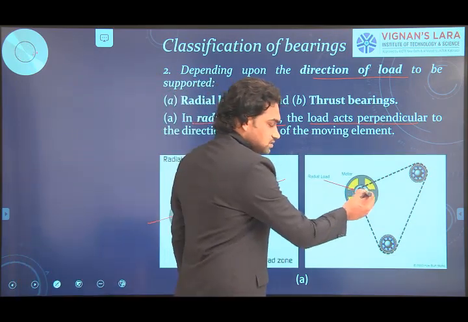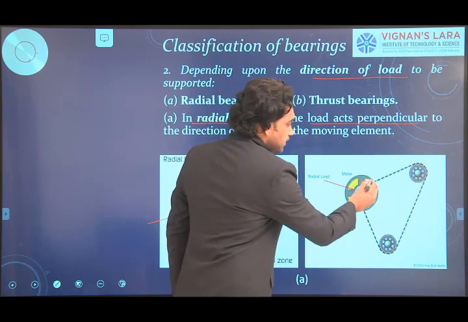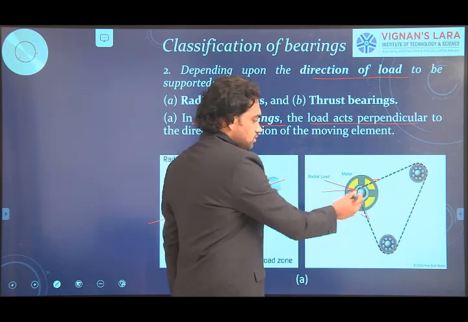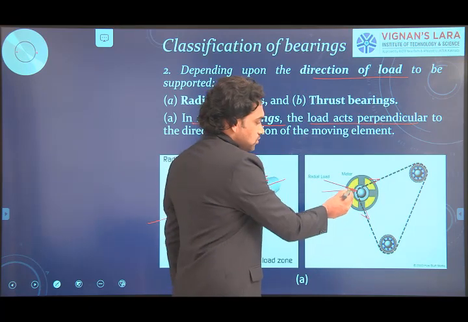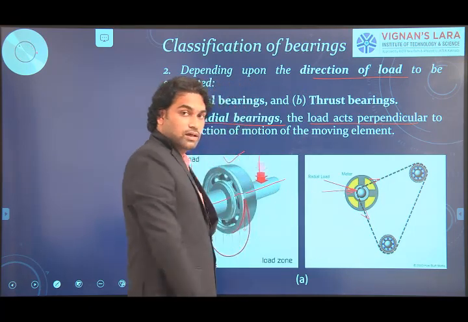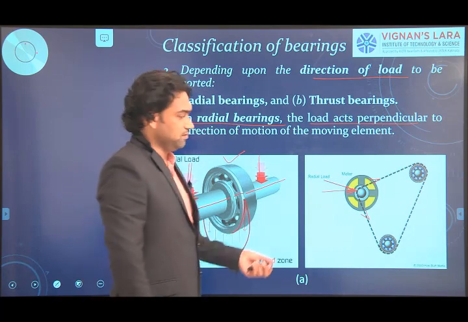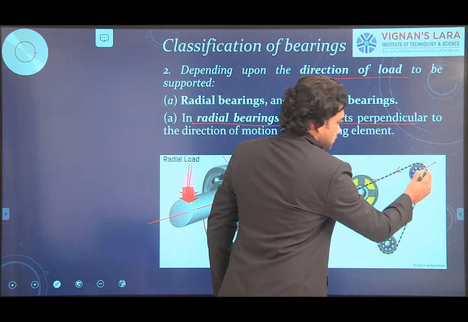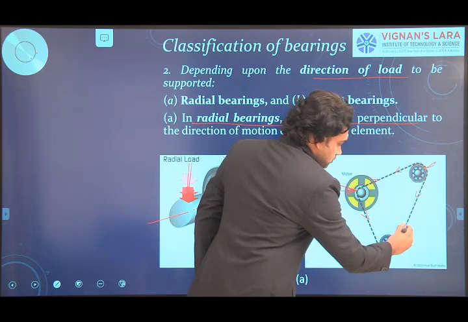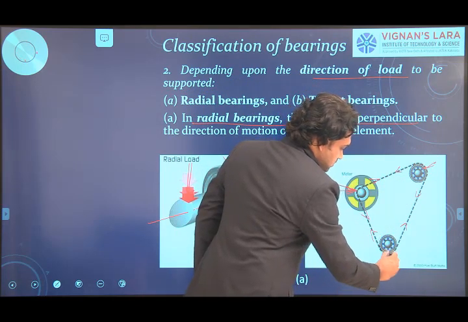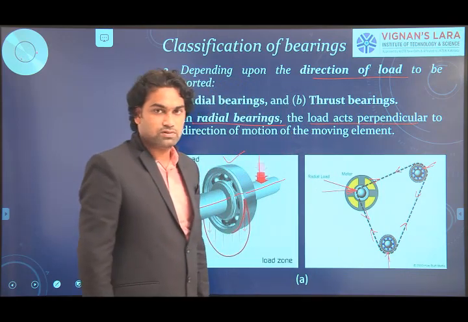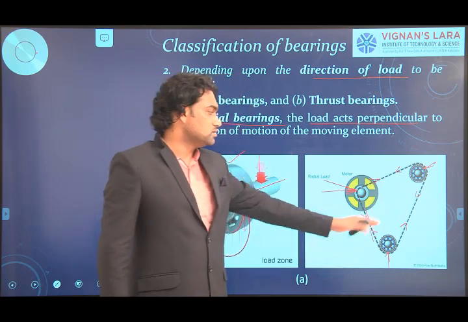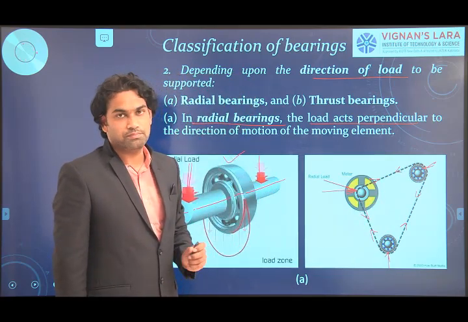You can see the example for that. This is the shaft axis in the z direction. Due to the belt tensions here, the resultant force will be acting like this. The axis is in this direction, but the force is acting perpendicular to the axis of the shaft, which is a radial type of load. Similarly, here the belt tensions act in this direction, and this is the force, which is a radial type of force. The bearings we place in these positions we call radial bearings.